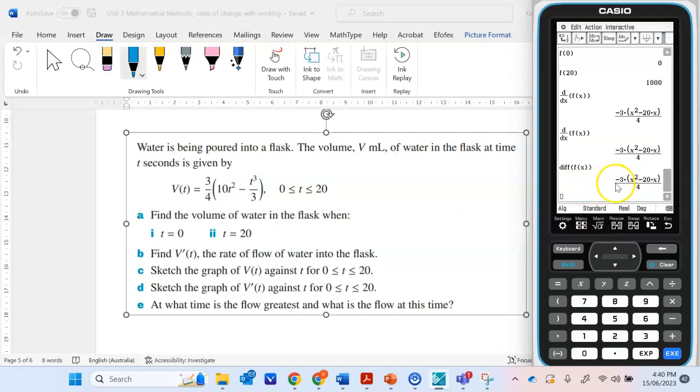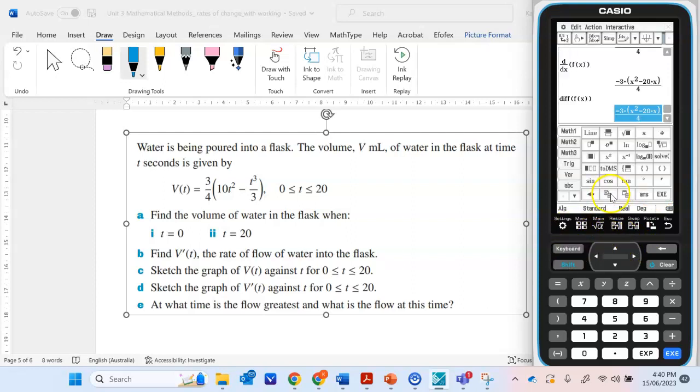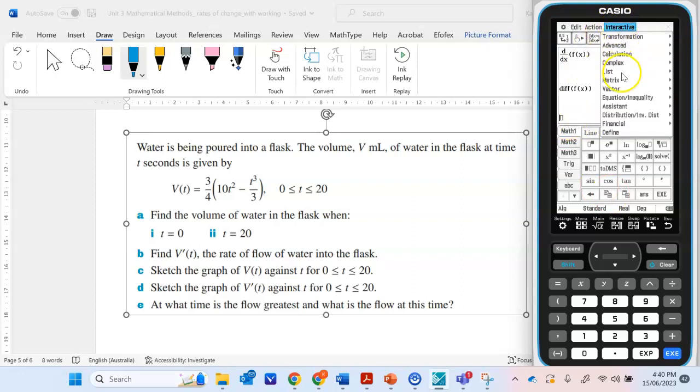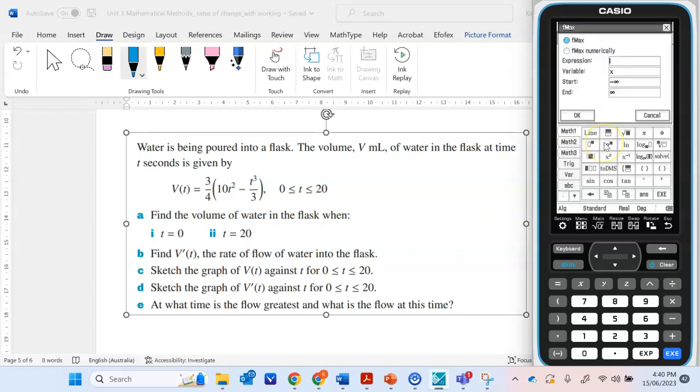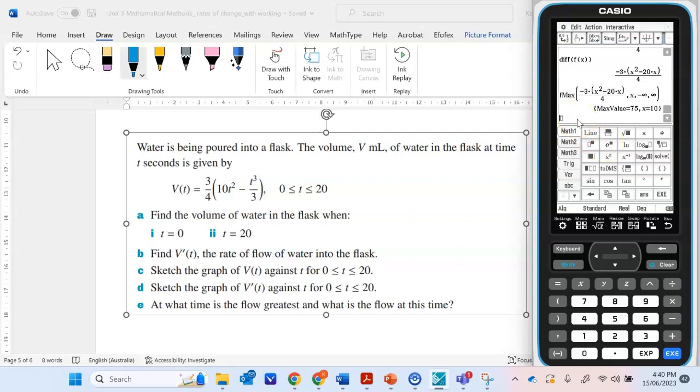All right, so there's our derivative. Actually, I'm going to highlight that, copy. It's probably better to do it on this screen anyway because on your graphing screen, it'll always give you an approximate answer. It won't give you an exact answer. So function max. Now I'm nervous it's not going to work. There we go. I don't know why it didn't work before. So the maximum value is 75 at x equals 10.